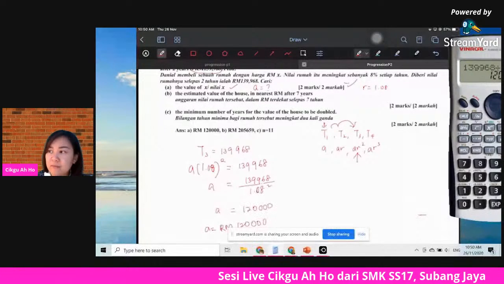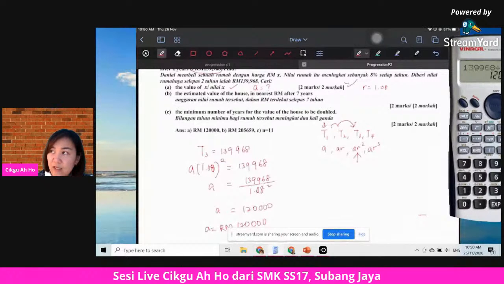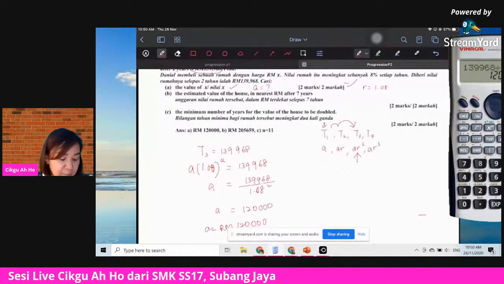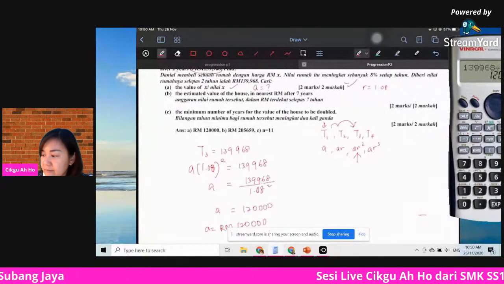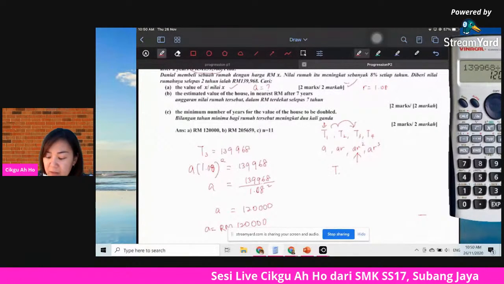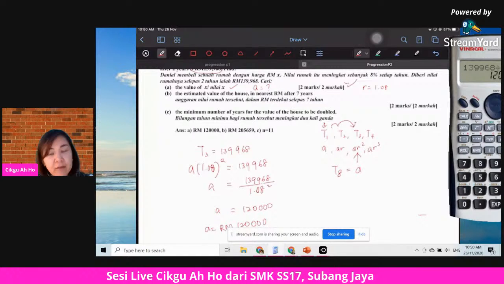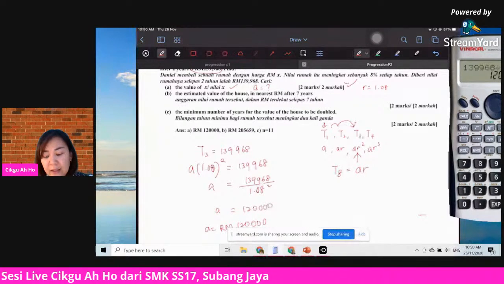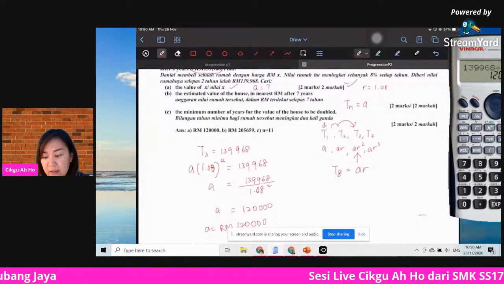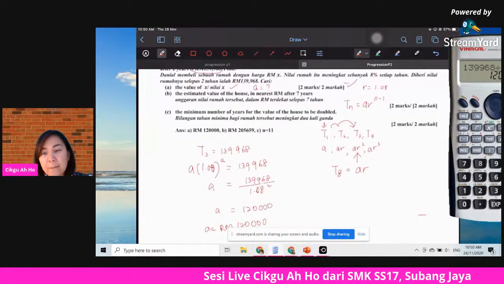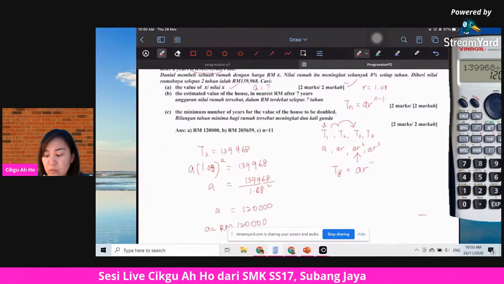Nanti cikgu akan jemput kamu naik pentas. Nanti kamu akan nampak muka kamu muncul. T8. Okey, T8. Betul ke yang lain? Okey, betul. T8. So, T8 tu AR berapa? AR kuasa 7 lah kan. Rumus ARn tolak 1. Kalau tak ingat tu, rumus ARn tolak 1. Kalau 8 tolak 1, AR kuasa tu 7.